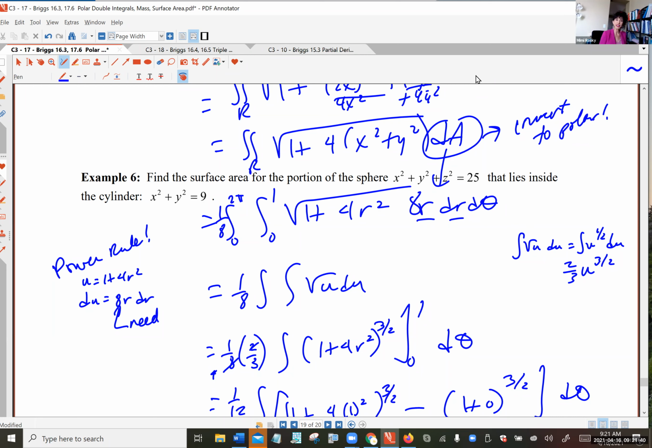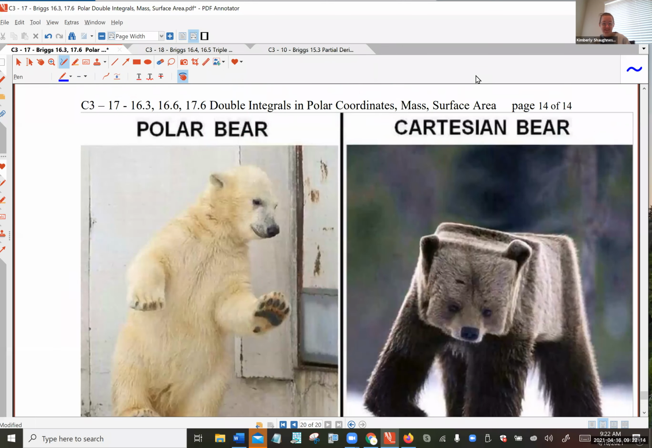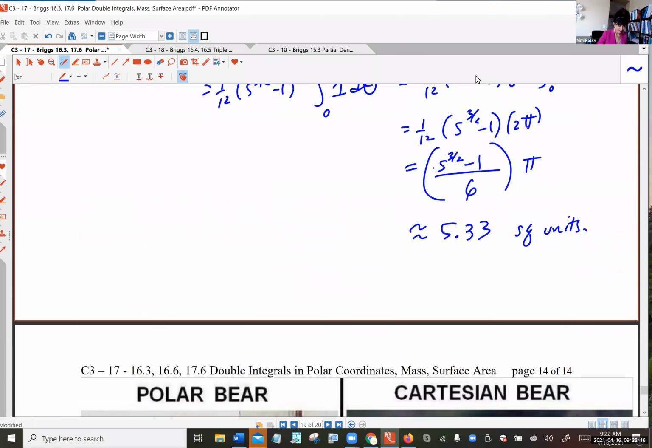So the last one is, want to see the meme first? Oh, I love this. There's a polar bear and there's a Cartesian bear. I love that. Isn't that cute? You gotta love it. You guys have no sense of humor. It's sad. Technically, we're all muted. You're all muted, but you're laughing hysterically, right?